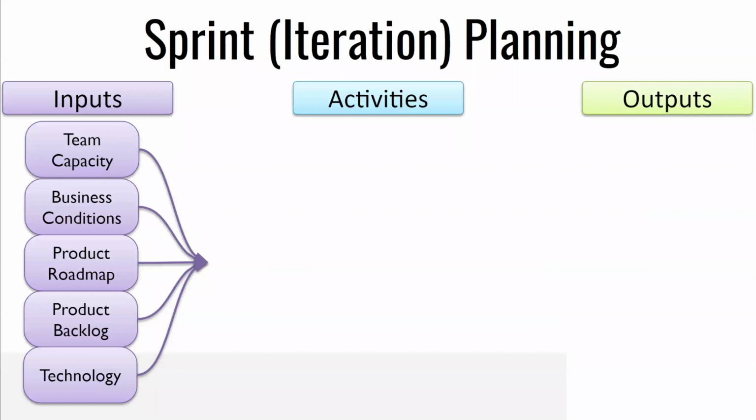And included in that, I would say even the talent parts of the technology situation. Is anybody with a specific talent set going to be unavailable for this sprint, in which case we wouldn't be able to do this type of story? So you need to know those things going in.